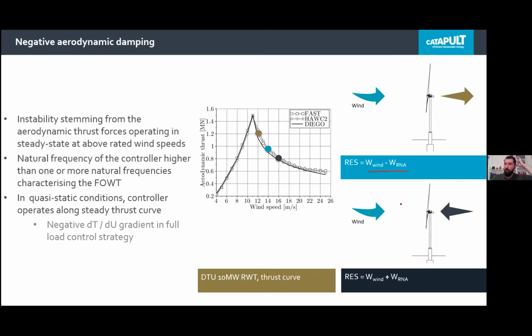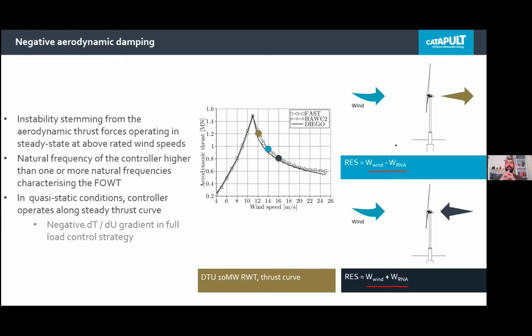Then at some point, the mooring lines will decide, oh, wait, this is too far. We will keep you and bring you back. The wind turbine will change direction and start moving towards the wind. At this point, the relative velocity is higher than the effective wind speed. Therefore, on the thrust curve, we are moving over here because the pitch of the blades has been adjusted to 16 meters per second wind speed, again, instead of 14. So as you can see, the wind pushes more, so the aerodynamic thrust is higher when the wind turbine leans away from the wind, and it's lower when it moves towards the wind.